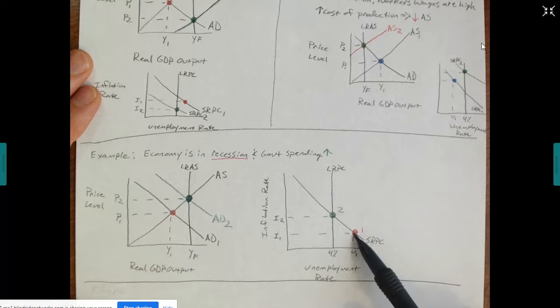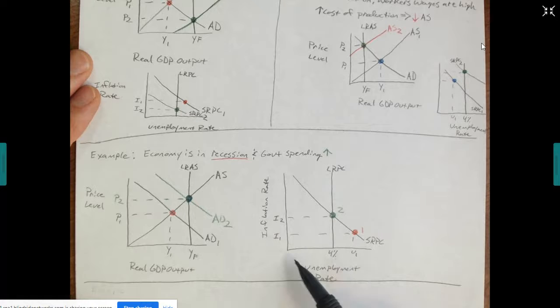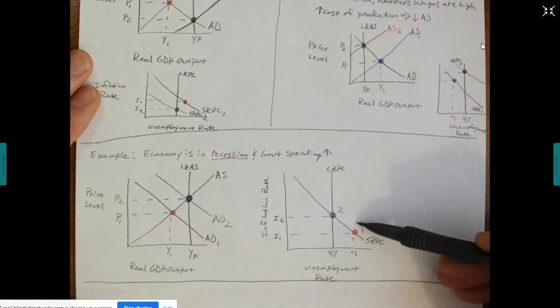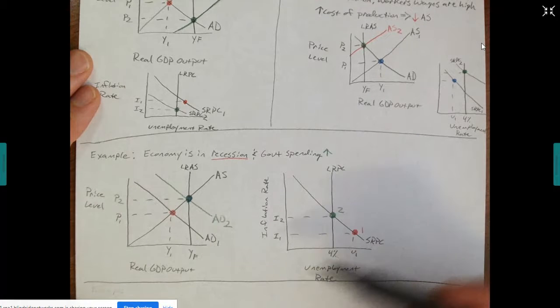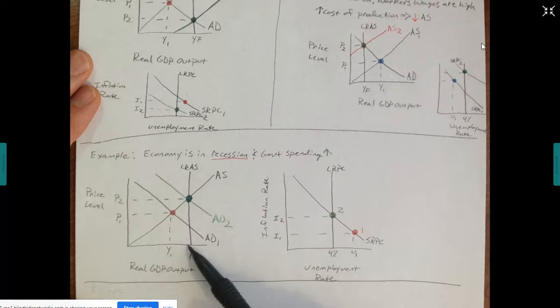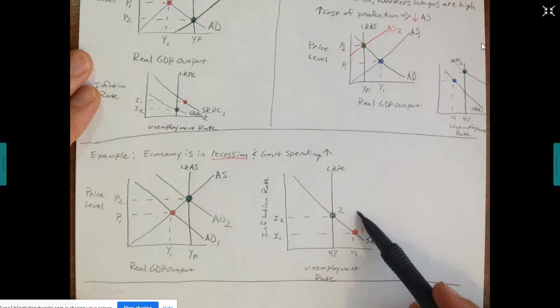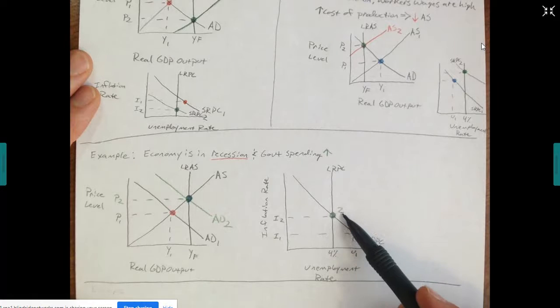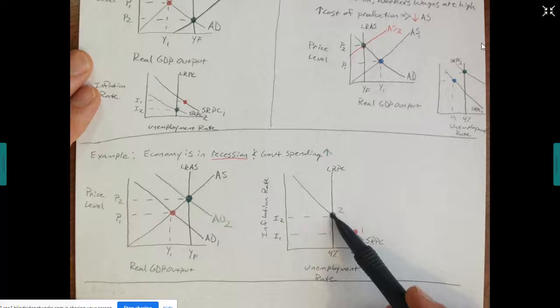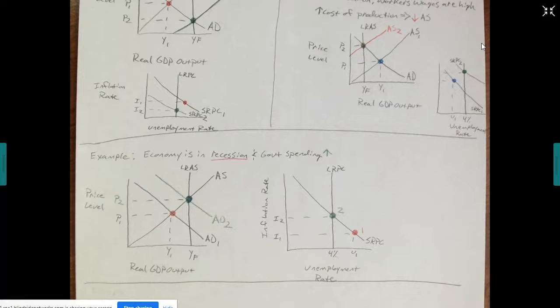Over here, our economy is starting off in that same recession with higher levels of unemployment, something greater than that 4%. As prices increase, that means inflation is going to come up vertically. As real GDP increases, we need more workers, so unemployment drops. And the dot will shift up and over along the curve, bringing us back to equilibrium.